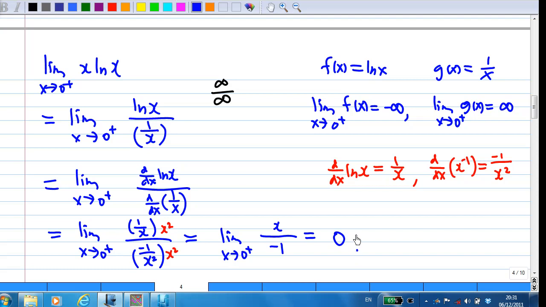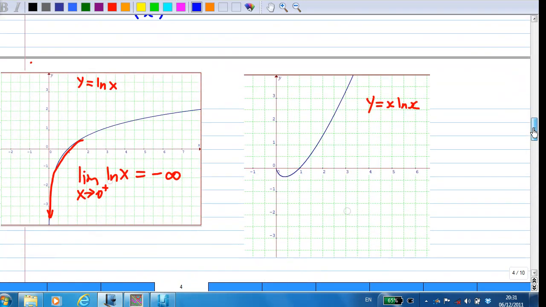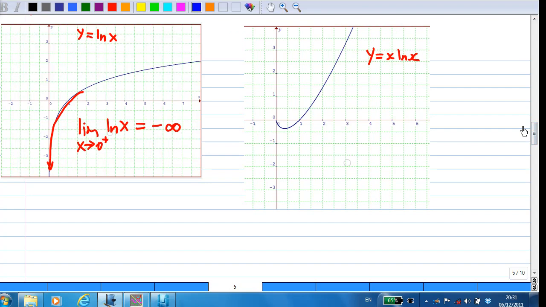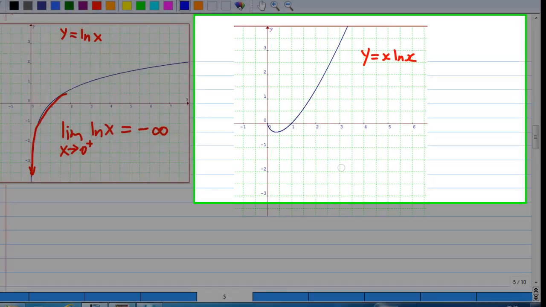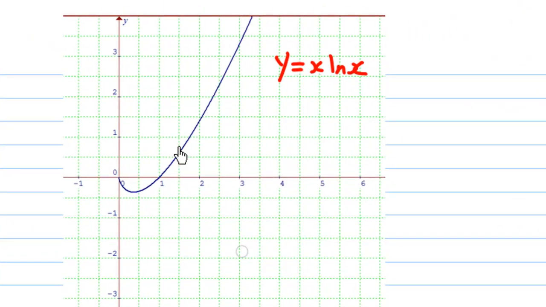So the limit of x ln x when x approaches 0 plus is 0. Let's look at the graph of x ln x. You can see from here, in the graph of y equal to x ln x, that when x approaches 0 from the right, y approaches 0.